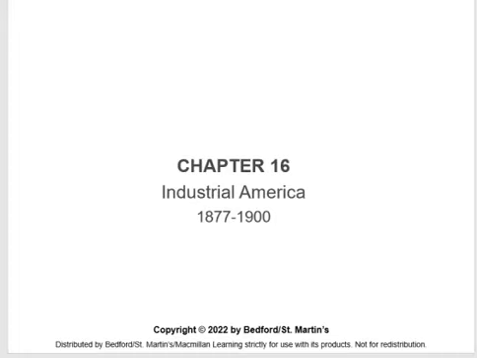In Chapter 16, we are going to look at one of the most important turning points in U.S. history, and that is the rise of industrial America. So this is the moment when the United States really transforms from a mostly rural agricultural society into a modern industrial power. And that transformation changes almost everything: how people work, where they live, how wealth is created, and who holds power.